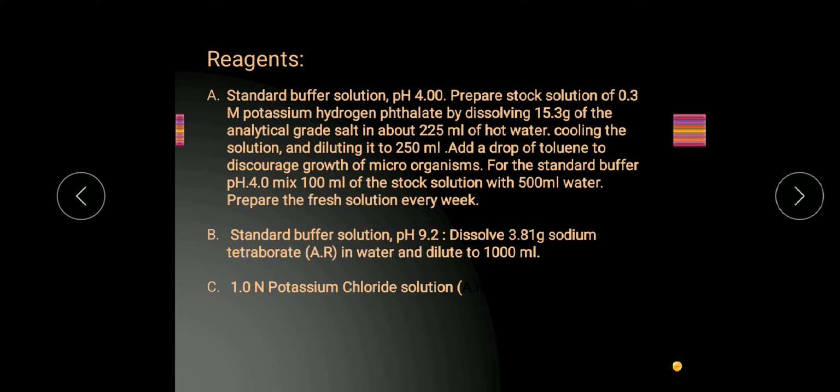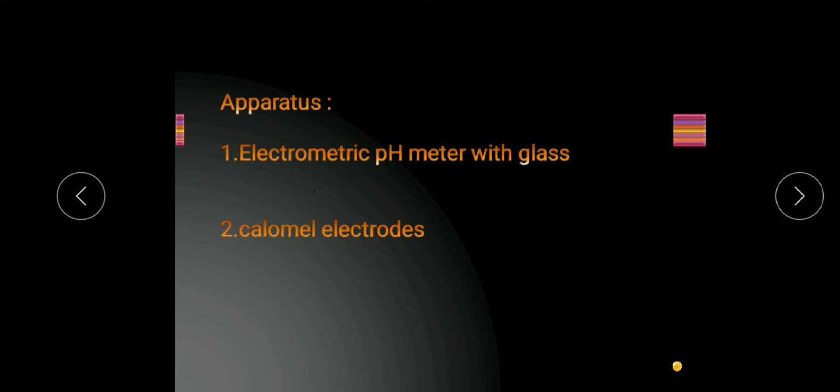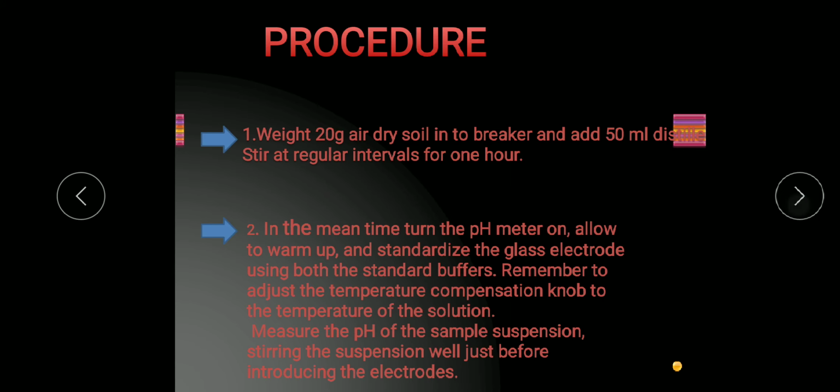Second, B: standard buffer solution pH 9.2. Dissolve 3.81 gram of sodium tetraborate in water and dilute to 1000 ml. And C: 1.0 normal potassium chloride solution. Apparatus. First we will discuss this apparatus. Then the procedure. What is the procedure of pH?